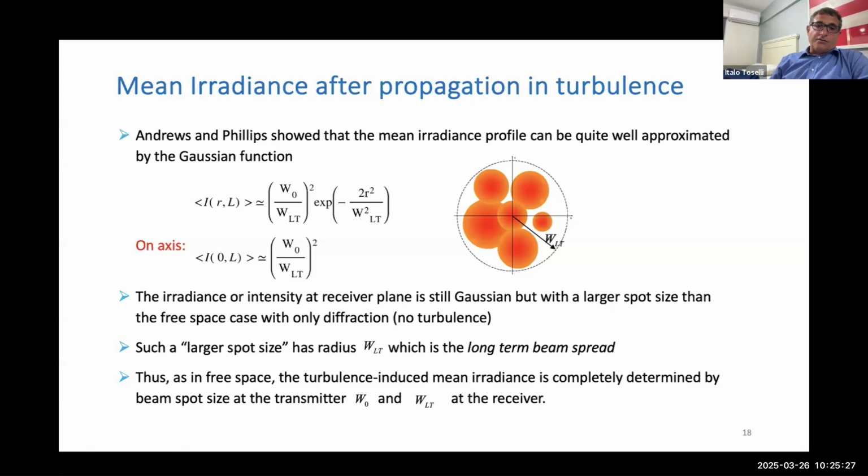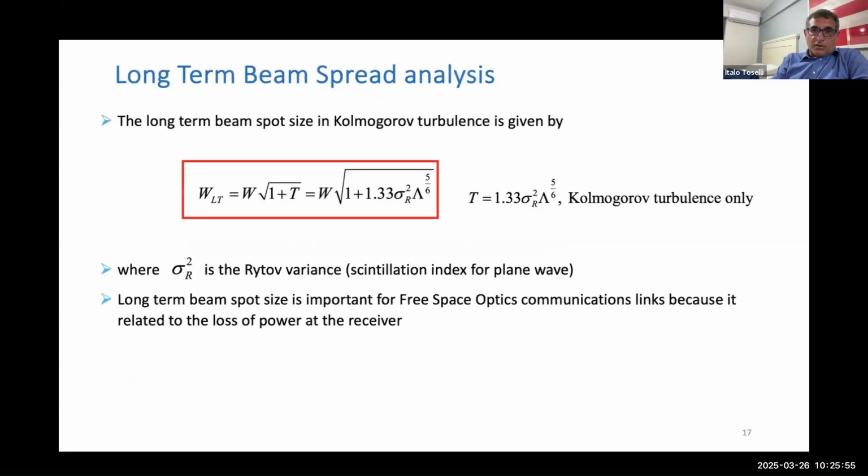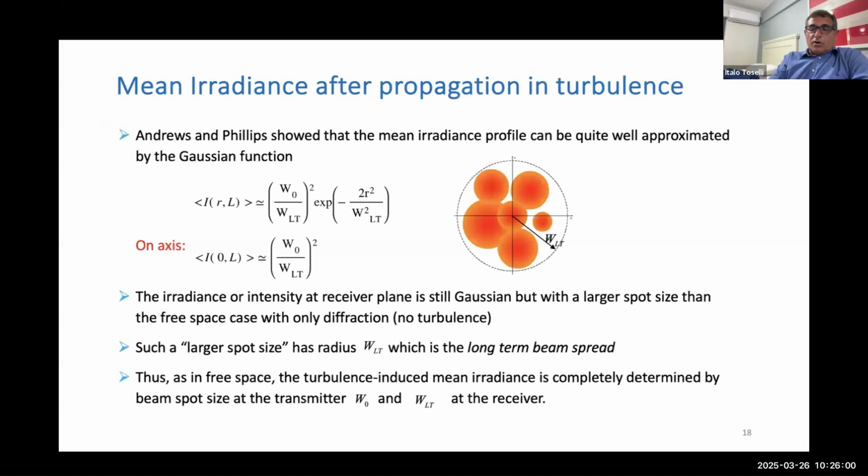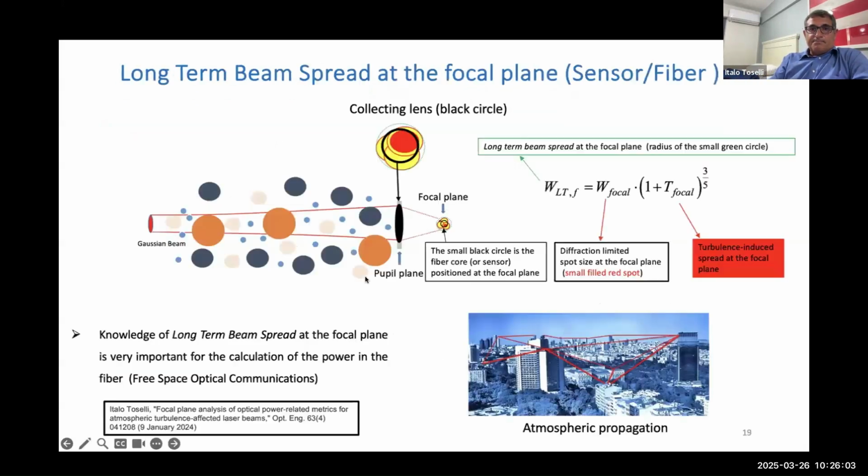The on-axis value of your intensity is basically given by this ratio here. This means basically also that the turbulence-affected irradiance is completely determined if you know W0 and W_LT. W0 is something that you know because you know the spot size of the transmitter. W_LT you are able to calculate with the formulas and the material that I also show in my course, and if you know how to use this formula here, you are able to know also what is the on-axis intensity.